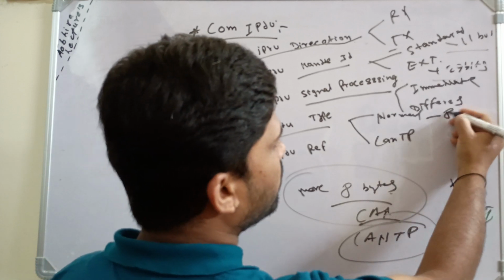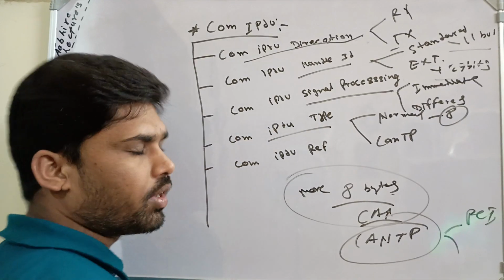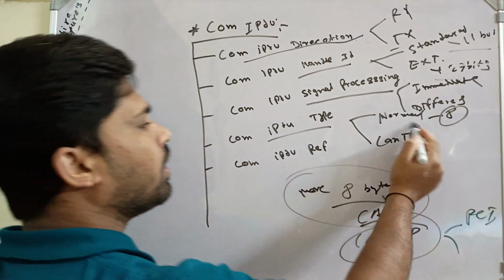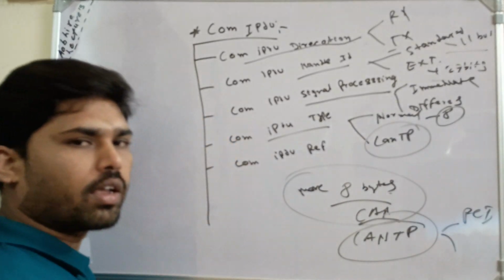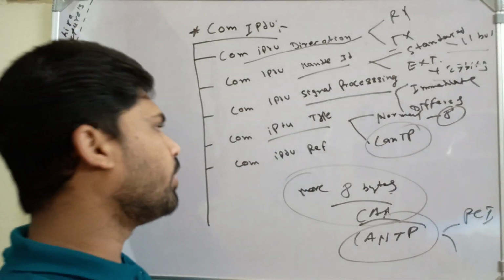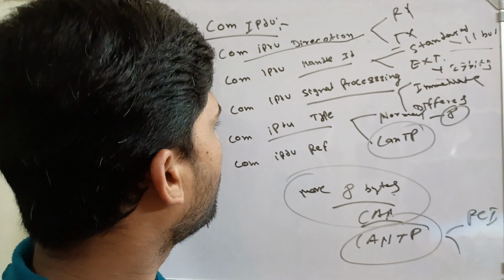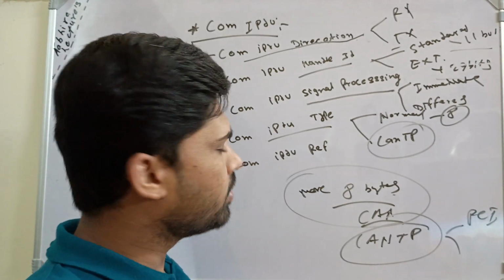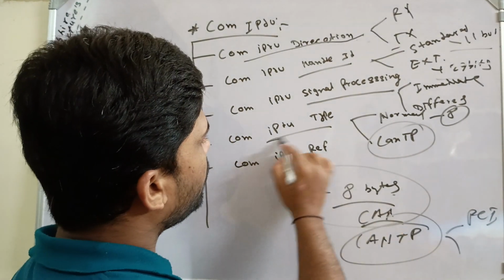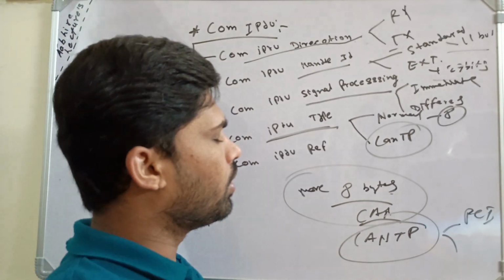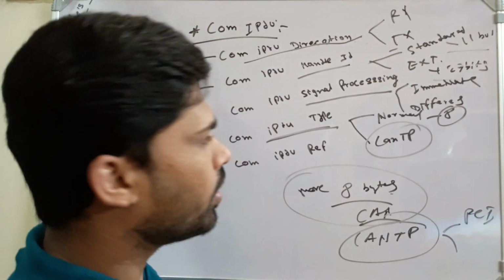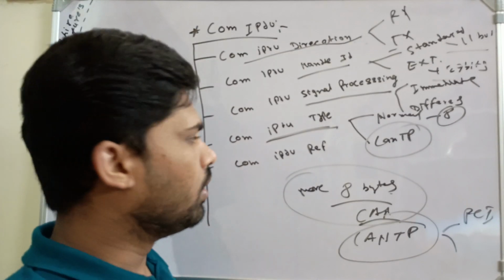In normal means CAN classic only, 8 byte only. Suppose more than 8, then we have to select the CAN TP. So these are the parameters which we have to configure while doing signal configuration. In ipdu type we have to select whether it is the normal or CAN TP type.